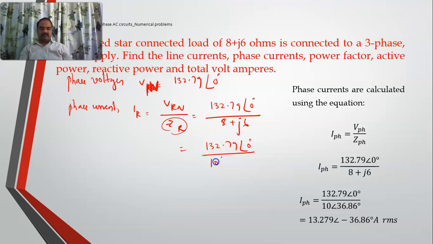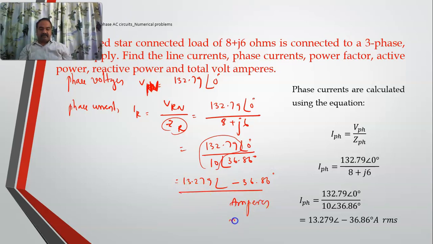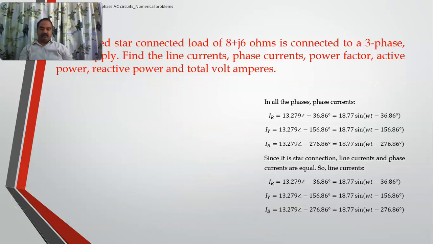You will get, see, the magnitudes should be divided, so you get 13.279. Angles must be subtracted, so you will get minus 36.86. See, this is in amperes and it is the RMS value only. If you want the maximum value, it is root 2 into 13.279. You will get somewhere around 18.78 like that.